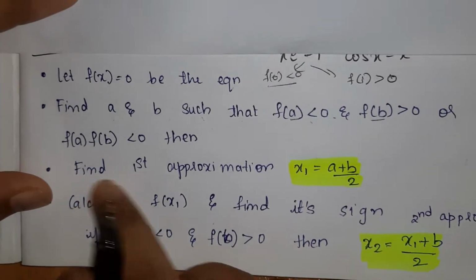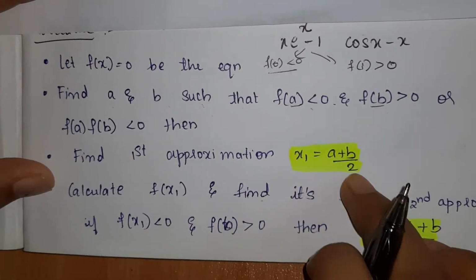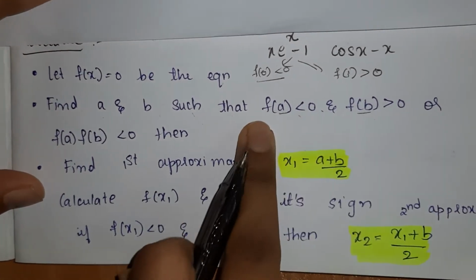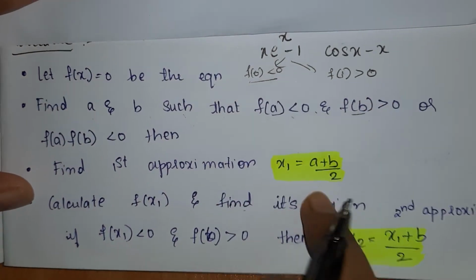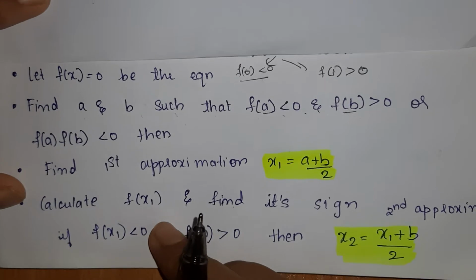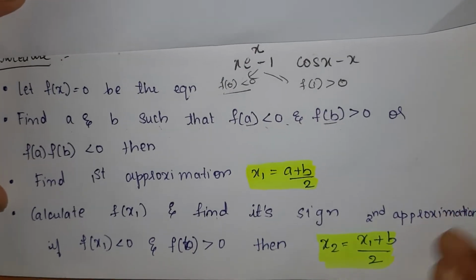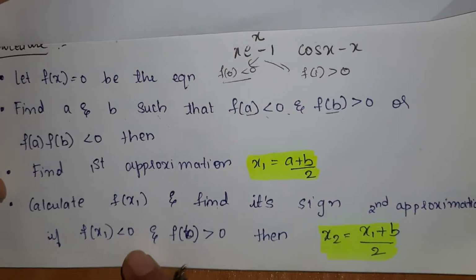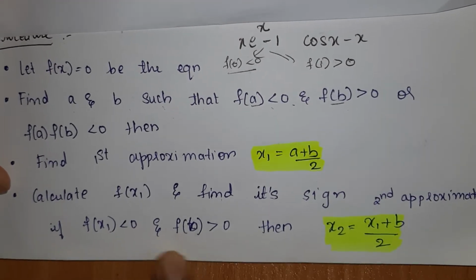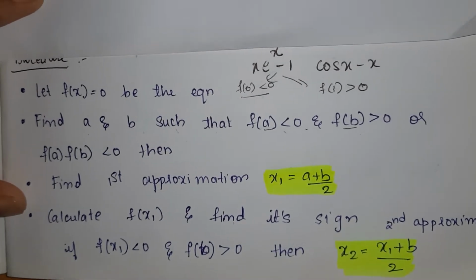So now first approximation. Now x1, how to take x1? x1 is equal to a plus b by 2. Whatever values we've taken, 0 plus 1 by 2, that is x1. Then calculate f of x1 and find its sign. Second approximation: if f of x1 is less than 0 and f of b is greater than 0, then x2 is equal to x1 plus b by 2.